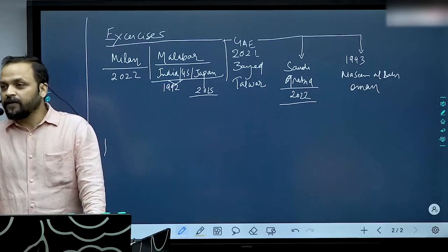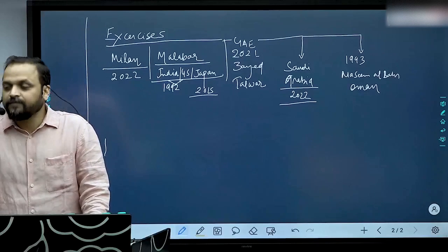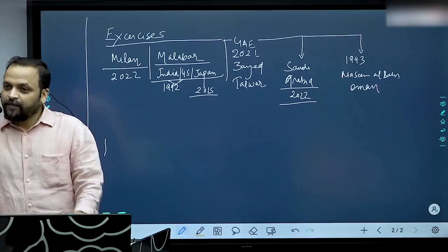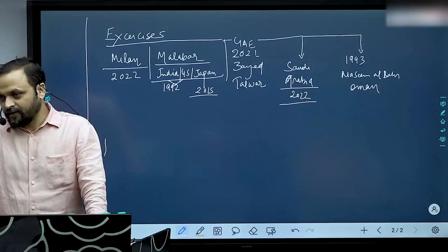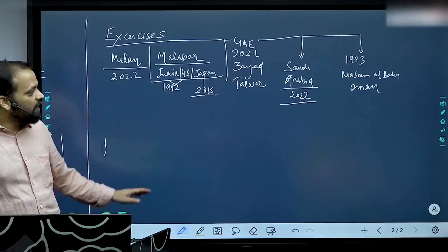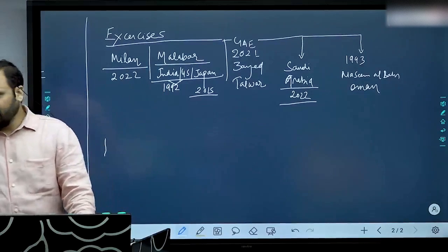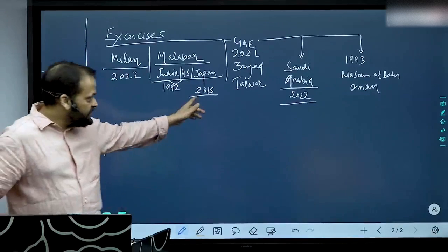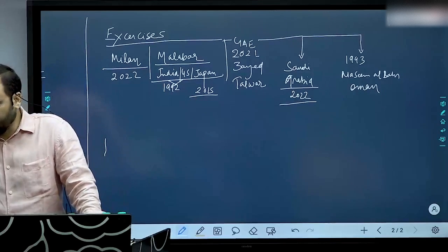It is not a permanent participant of Malabar exercise. I asked, who participates permanently? Right? So that's why I gave you an idea. It started with India and US, and then Japan became a permanent participant in 2015.